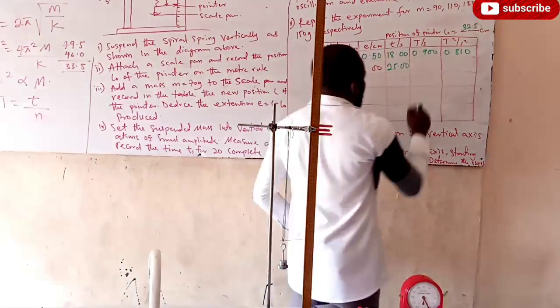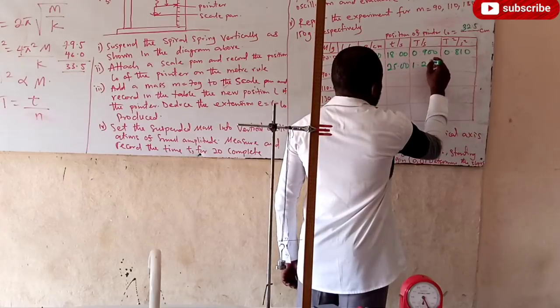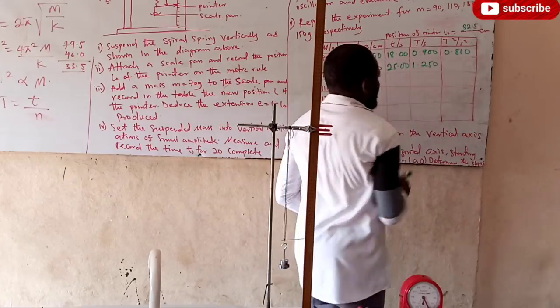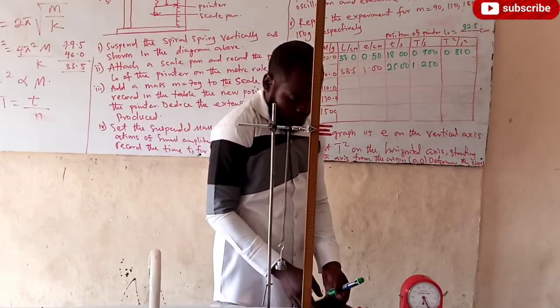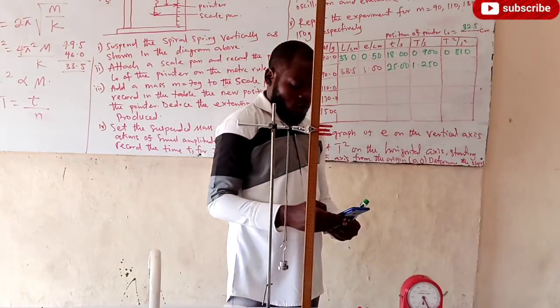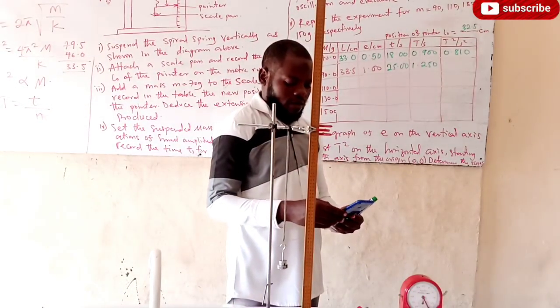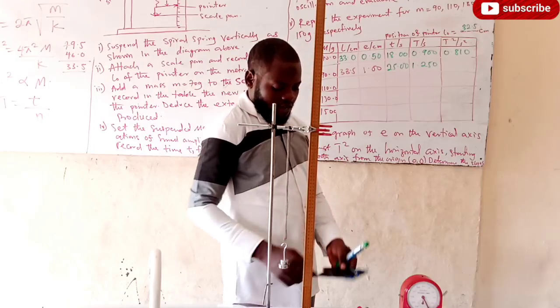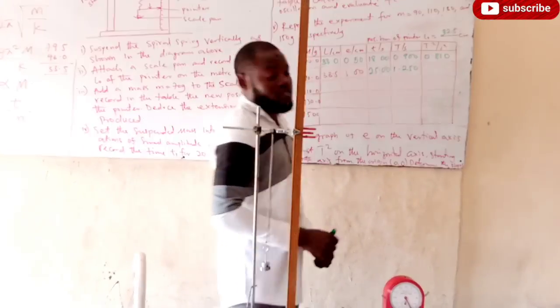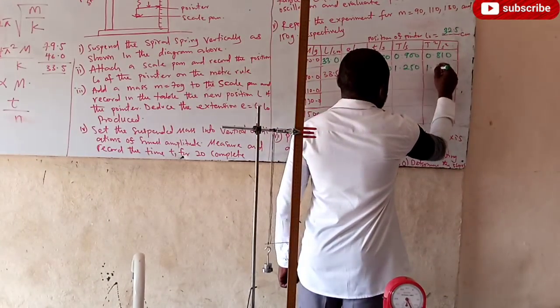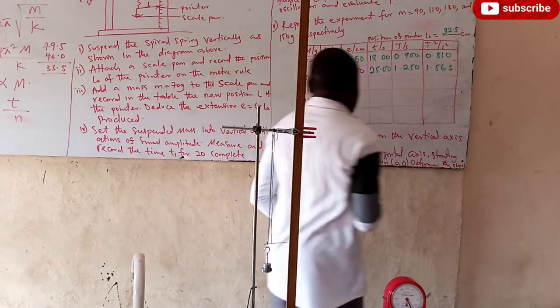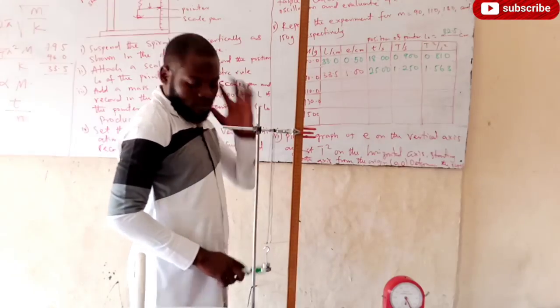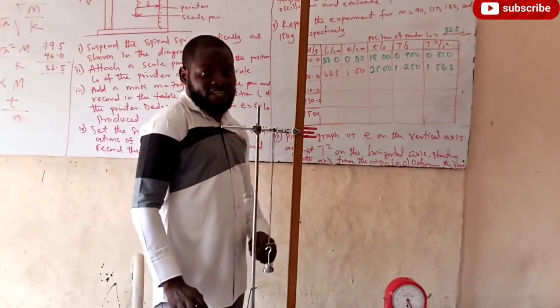So I record it as 1.250. And what will be the period squared? I'll just square what I have. That is the square of 1.25, and that will give us 1.563. Okay, so we'll move to the next one, which is 110.